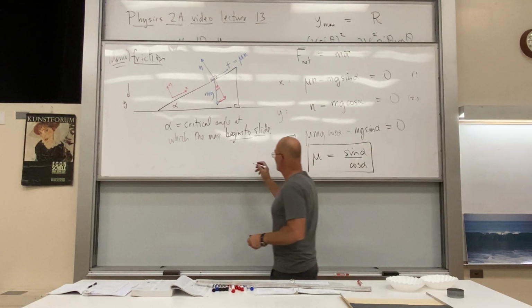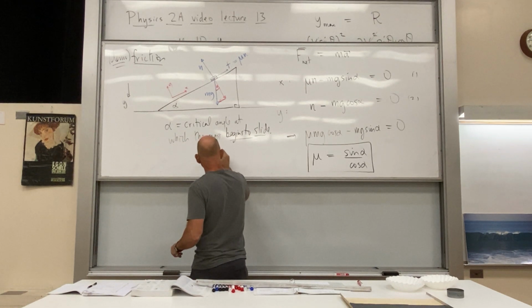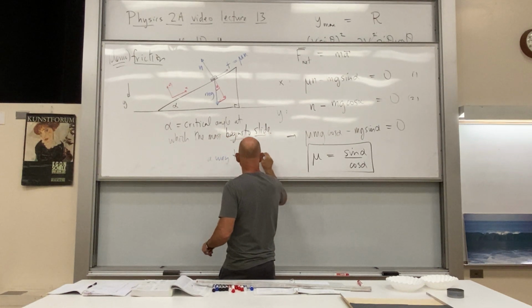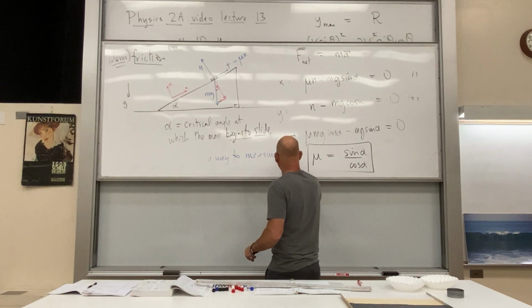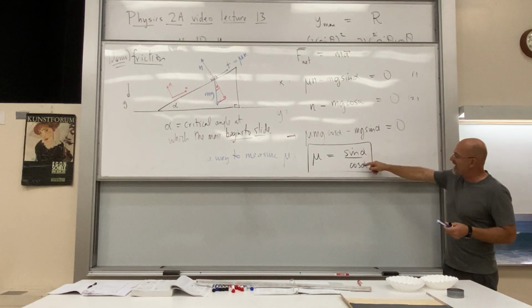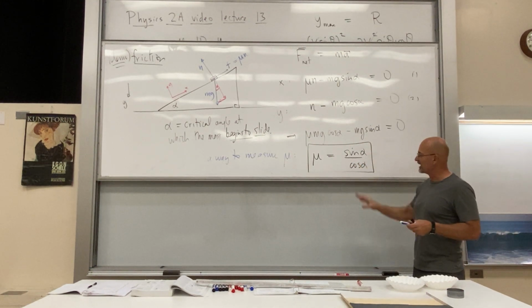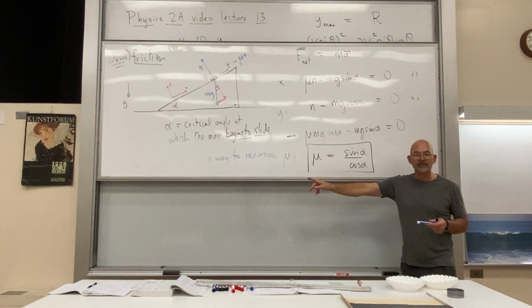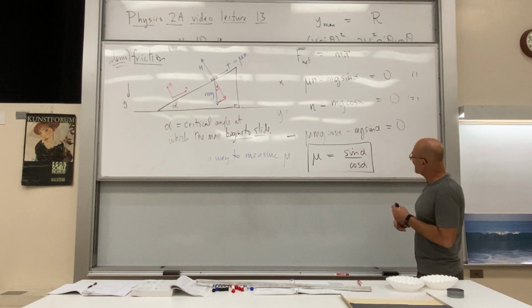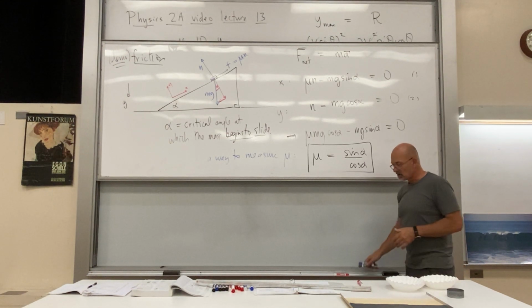So this is a way to measure this coefficient of friction. And you'll notice tangent of alpha is a dimensionless quantity, mu is a dimensionless quantity, so everything worked out the way it was supposed to. Good, so that's the way you can get a frictional coefficient.